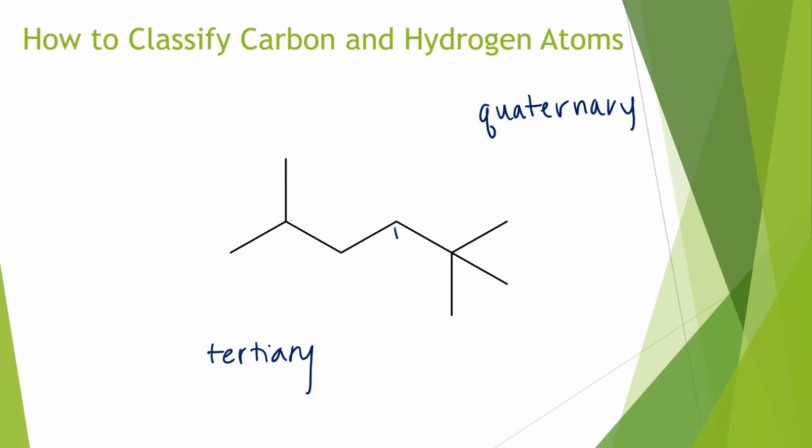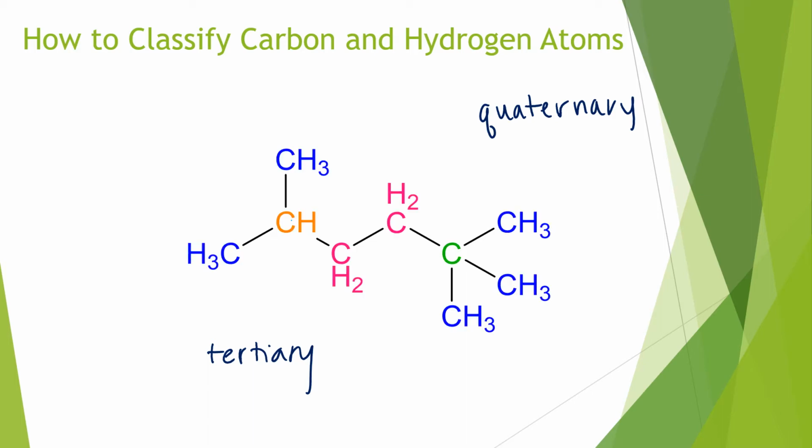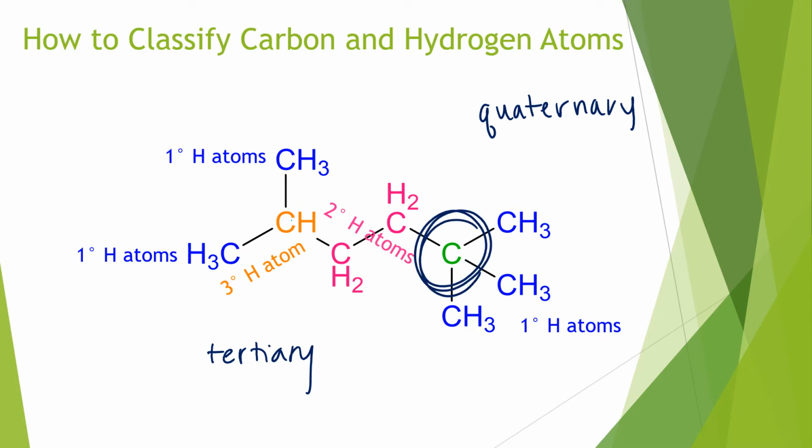And we use the same system to describe the hydrogen atoms on those carbon atoms. So this structure has all of the carbons and hydrogens drawn in. So on a primary carbon, the hydrogens are called primary hydrogens. There's secondary hydrogens, tertiary, and there's no such thing as a quaternary hydrogen because there are no hydrogens on that quaternary carbon.